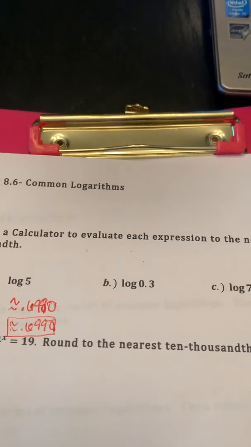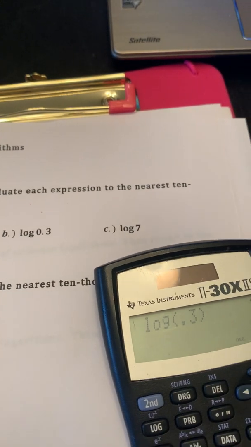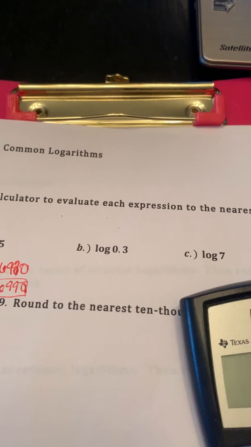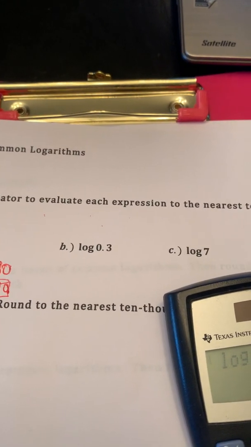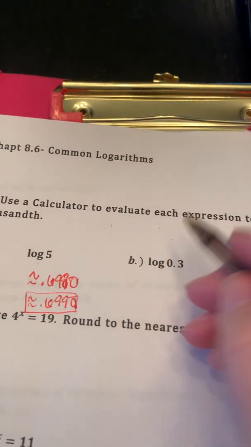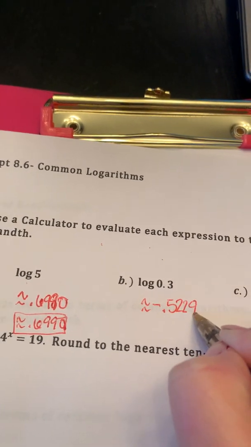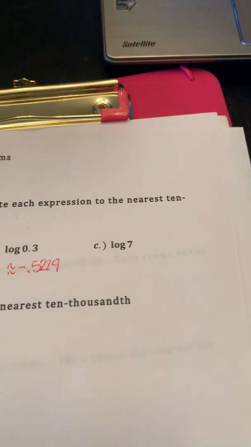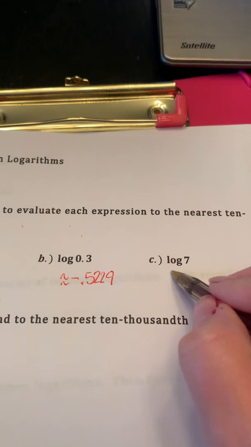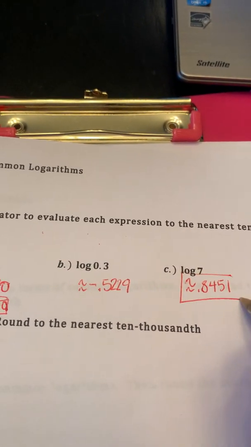Okay, next. So log of 0.3 equals, hold on, let me make sure that's right. Log of 0.3, and yep, negative 0.5229. All right, and then the last one, log of 7. Punch that in, and we're going to get 0.8451. Okay, so there's our answers.